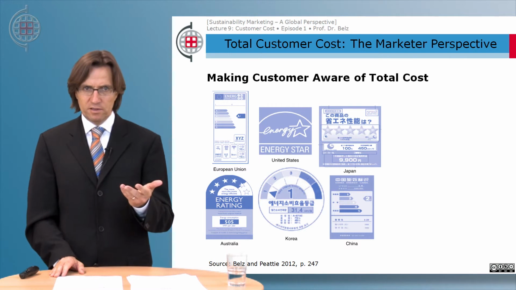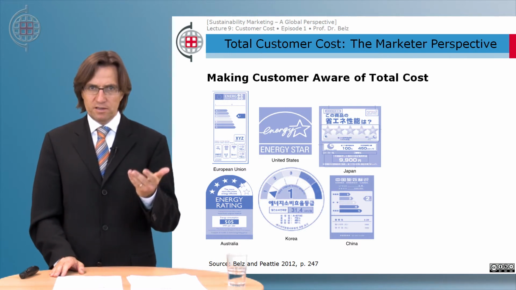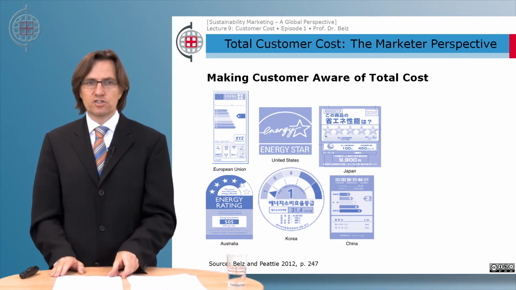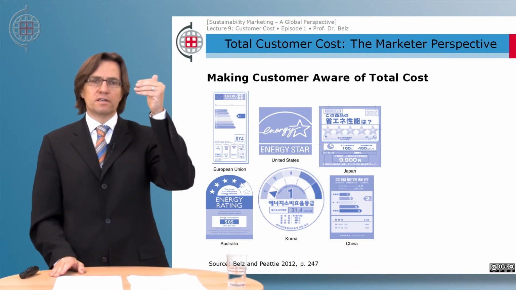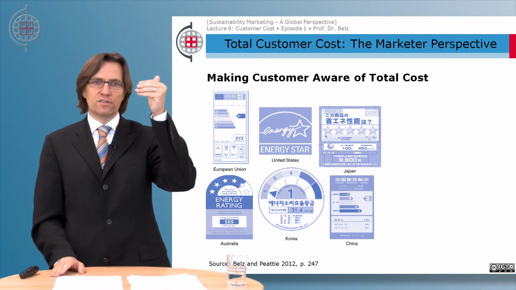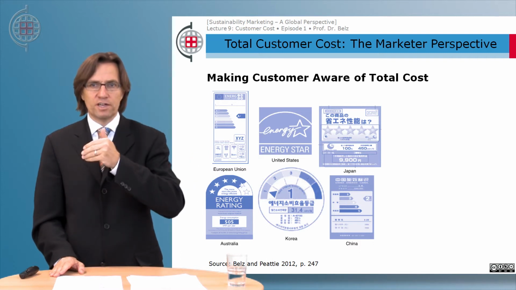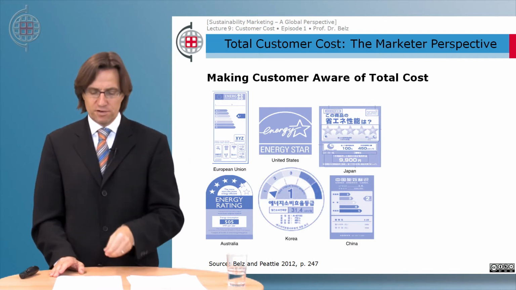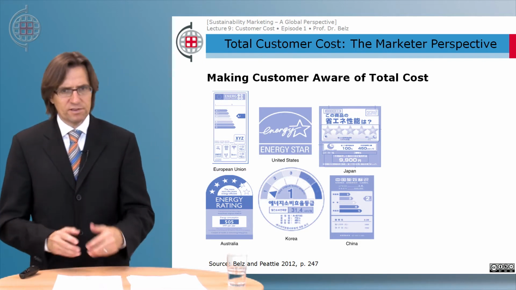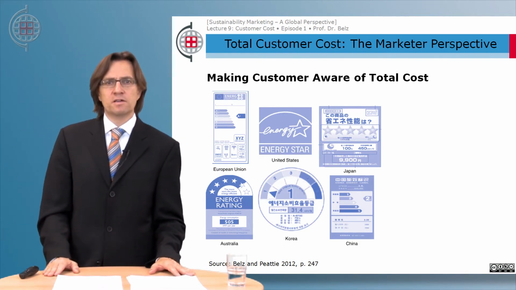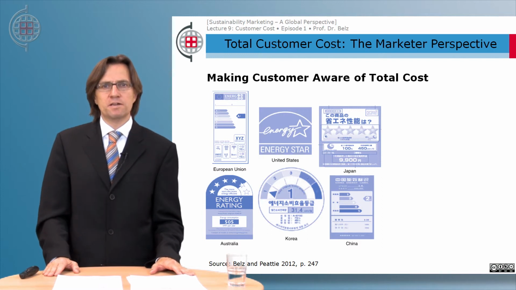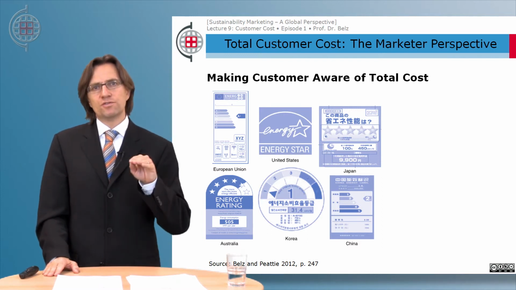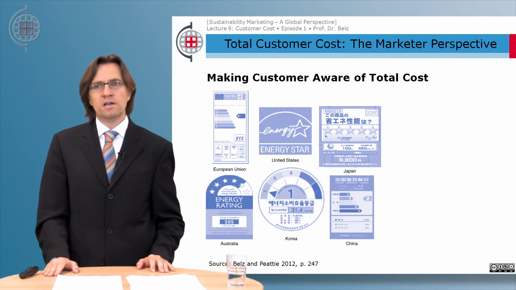So at a glance, customers can see the classification and the energy rating. The higher the rating, the better the energy efficiency, the more cost they save during the use. So these are all instruments and possibilities for sustainability marketers to reduce the total cost of the customer and succeed with sustainable products.